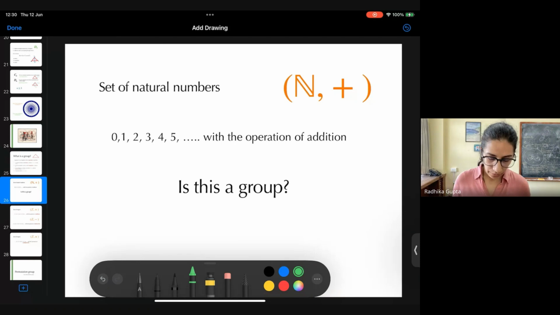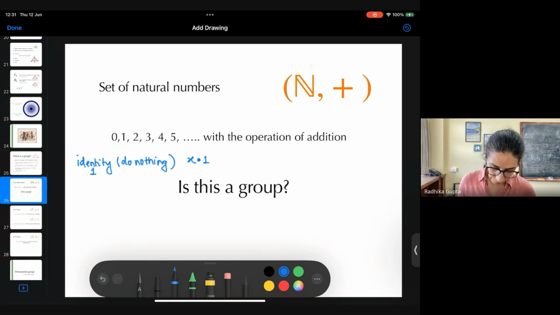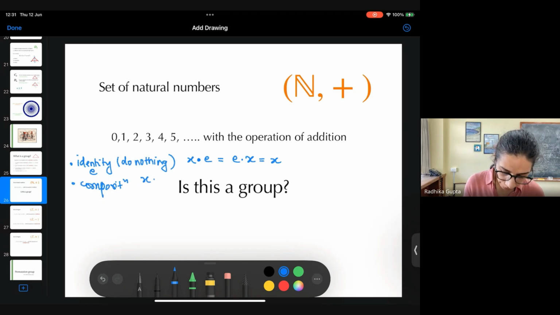So let's do an example. I'm looking at the set of natural numbers where I've included 0. And I'm asking you, is this a group with addition? So let me quickly write down things I need for a group. I need an identity, which is like do nothing. Let me write it as E. Then I need composition, which says that x dot y is in my set S. And then inverse, which means for every x, there is y such that x dot y is the identity.